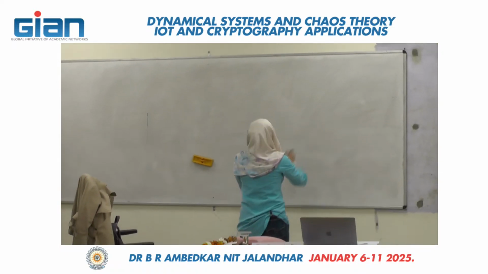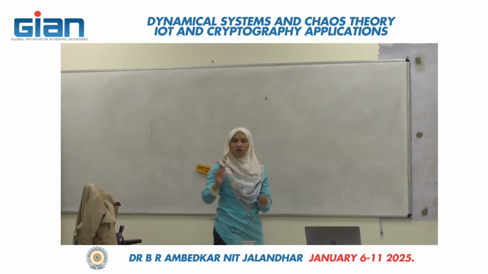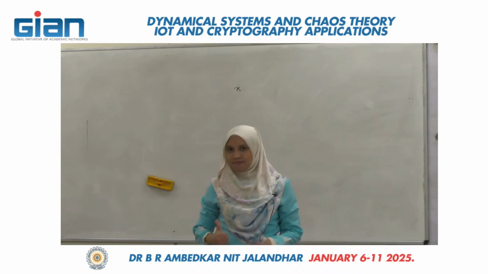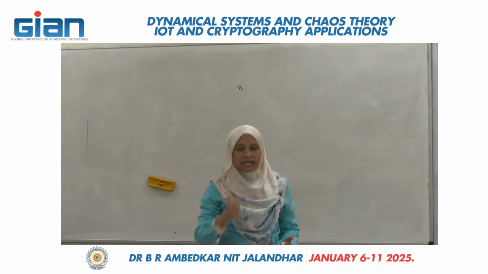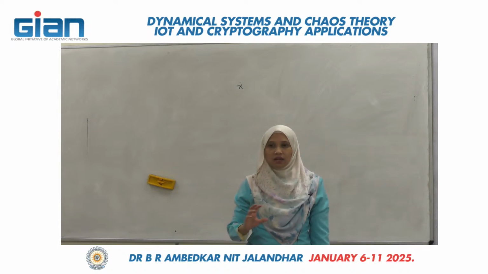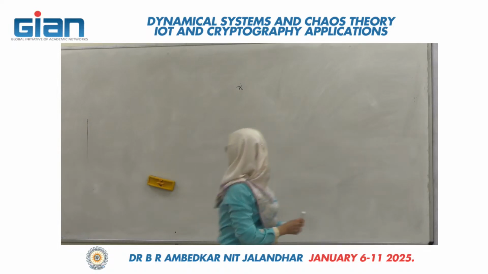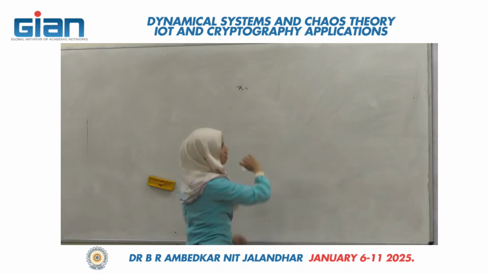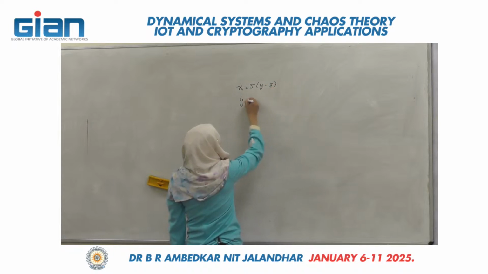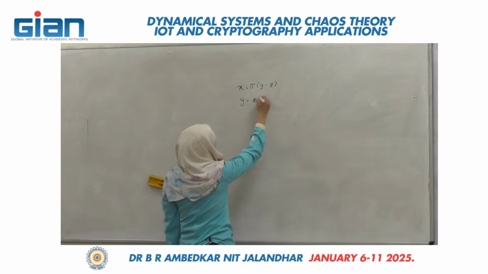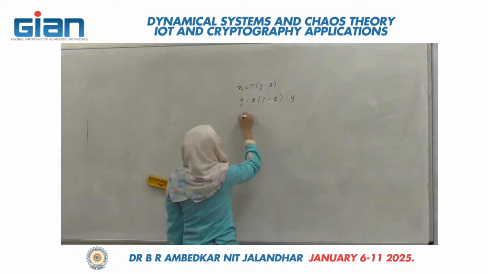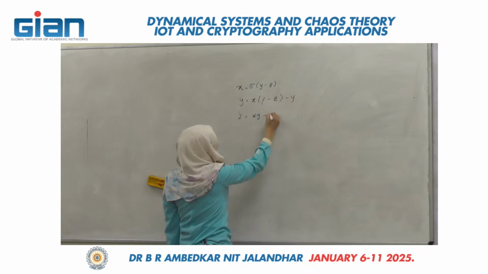Okay, so we have the equation. When we talk about a chaotic system, it should be nonlinear, right? Remember, we need to know the nonlinear term, and it should be a system. Then we can associate it with chaos. So we have x dot equals sigma times y minus x, y dot equals x times rho minus z minus y, and z dot equals xy minus beta z.